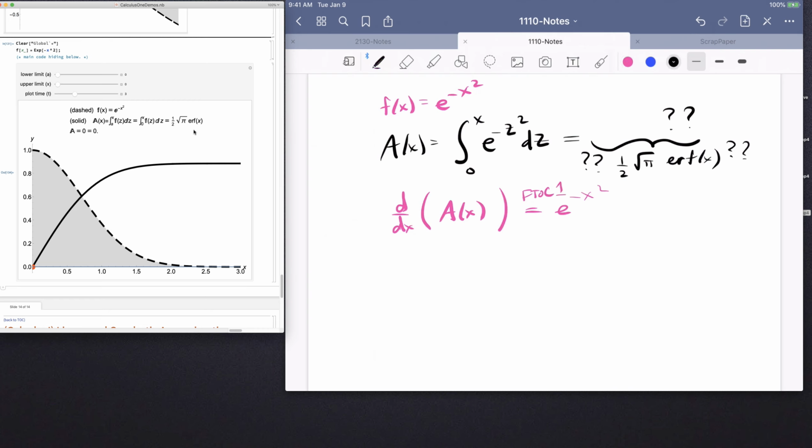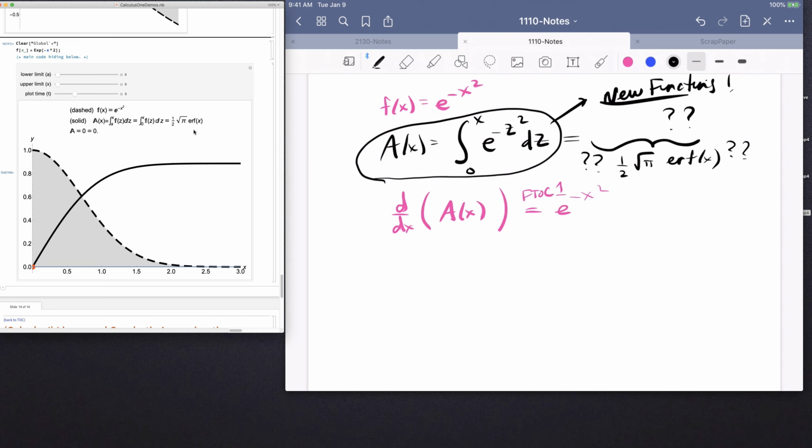So there are functions out there that are actually accumulation functions, new functions that we've never seen before. One of those new styles of functions is something called the error function. If we had to take the derivative with respect to x of the square root of pi over 2 ERF of x, the error function, the answer to that would be e to the negative x squared.